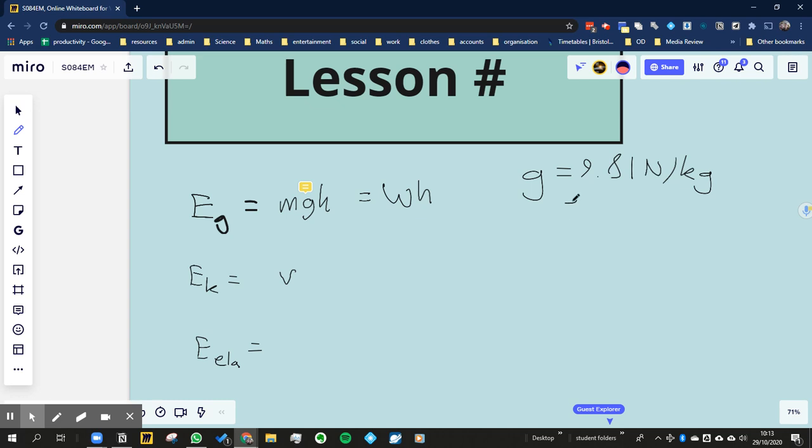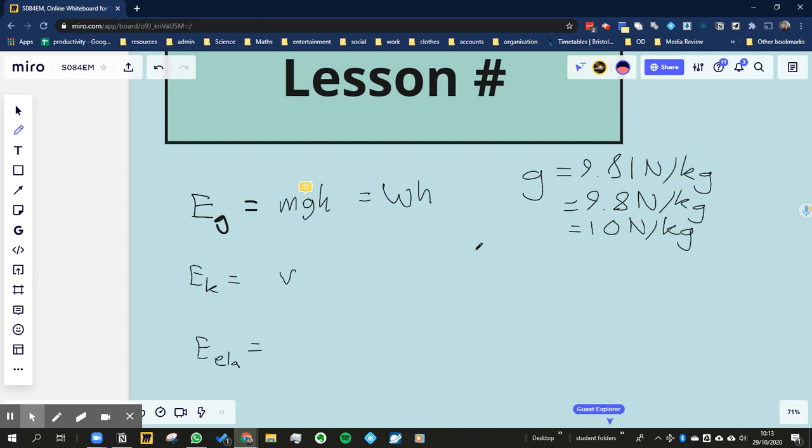Now, this is sometimes written as 9.8 newtons per kilogram, or sometimes 10 newtons per kilogram, depending on how much you round it up. And obviously, I could be more accurate than that. It's not exactly 9.81 newtons either. Okay, so that's how we can get around having to remember the gravitational energy equation.